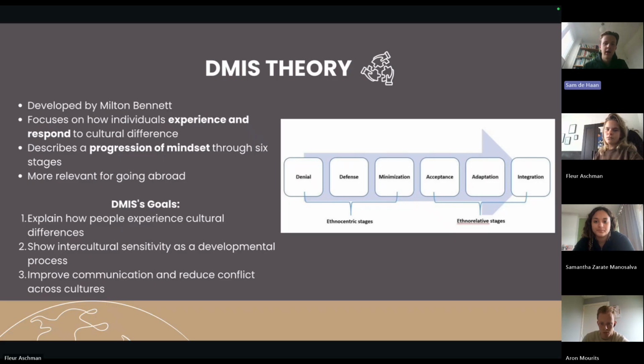The goals for the DMIS theory are to explain how people experience cultural differences and show intercultural sensitivity as a development process. As I already mentioned, you can move on in the phases and improve communication and reduce conflict across cultures.